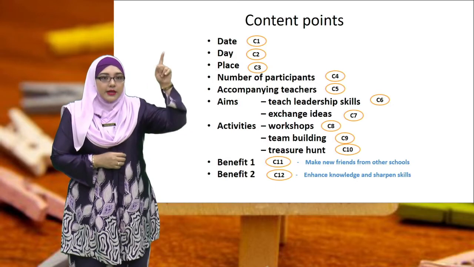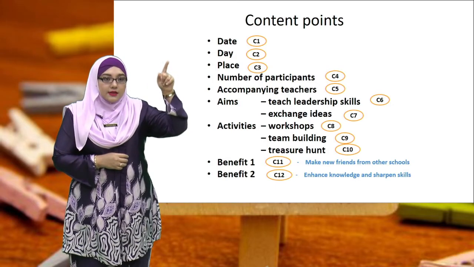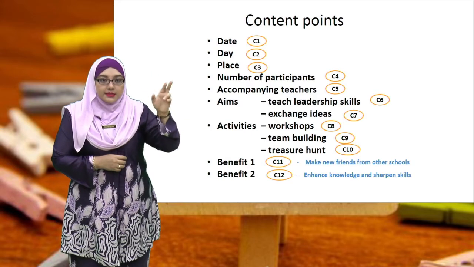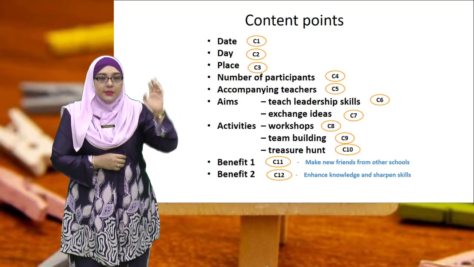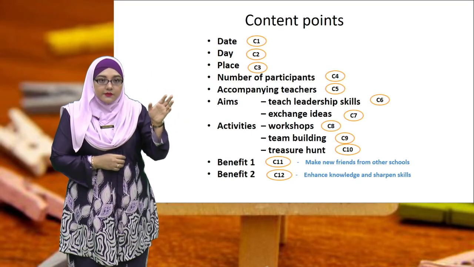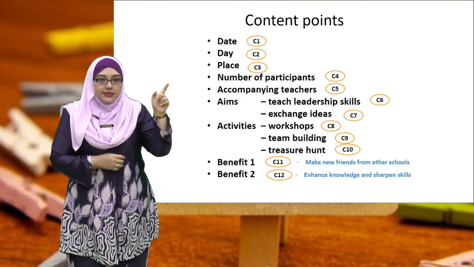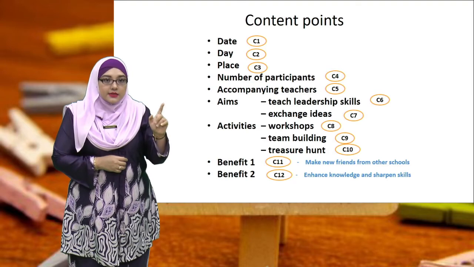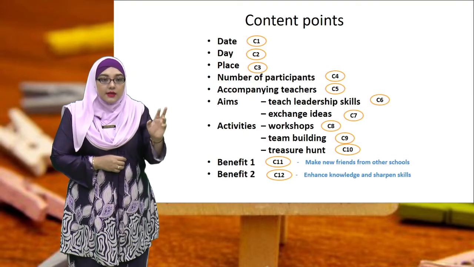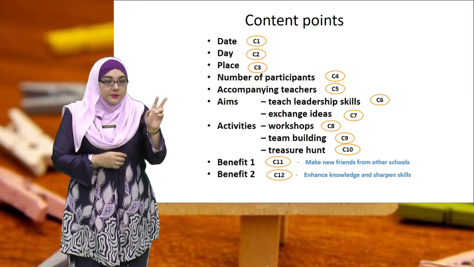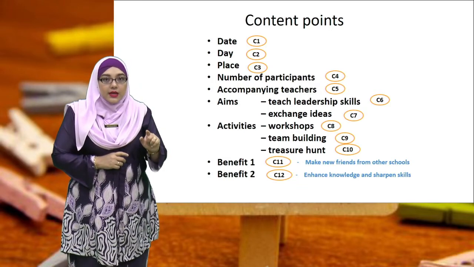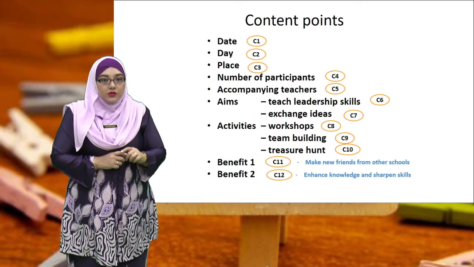Okay, so we put there C1, date, day C2, place C3, number of participants C4, accompanying teachers, that is C5, and also aims, there are 2, C6, C7, activities, there are 3, C8, C9, C10, and lastly 2 benefits. These benefits are not given in the question, remember? So these 2 are something that you need to come up with on your own.